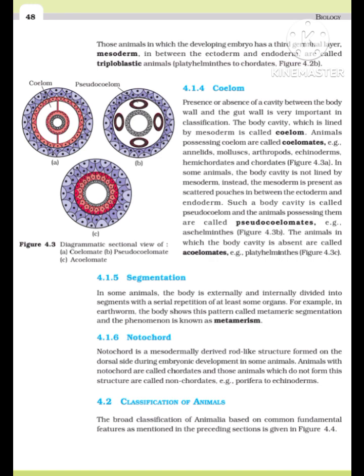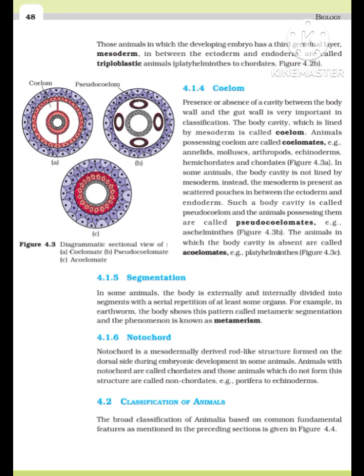4.1.4 Coelom. Figure 4.3 Diagrammatic sectional view of A. Coelomate, B. Pseudocoelomate, C. Acoelomate. Presence or absence of a cavity between the body wall and the gut wall is very important in classification. The body cavity, which is lined by mesoderm, is called coelom. Animals possessing coelom are called coelomates, example annelids, mollusks, arthropods, echinoderms, hemichordates, and chordates, figure 4.3a.